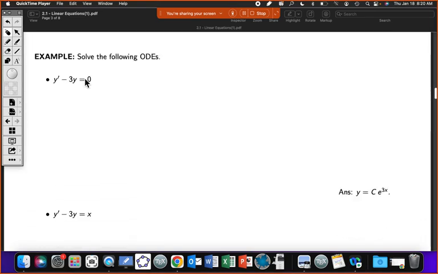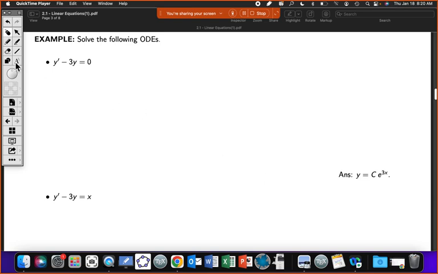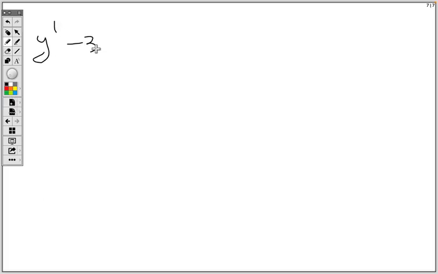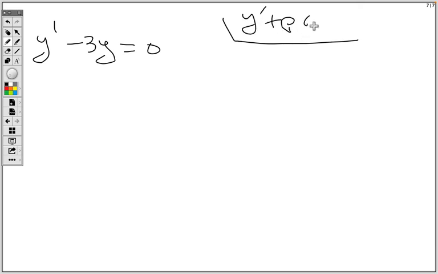So let's do a couple examples here. We've got y prime minus 3y is 0. First off, we want to check, is it in the form y prime plus p of x y equals f of x? What would be the p of x here, folks?